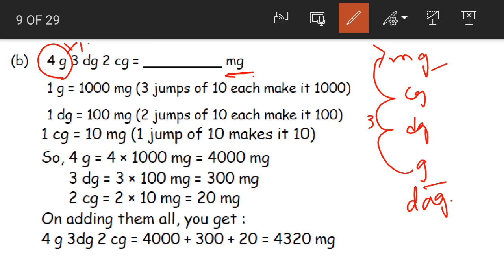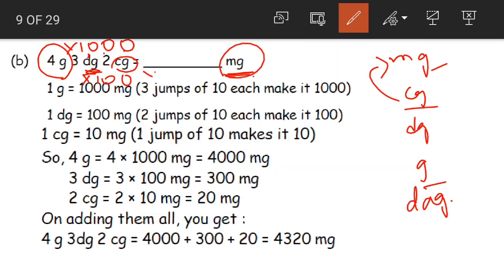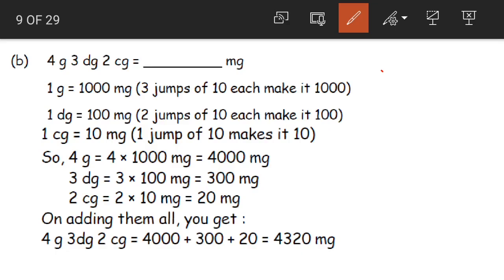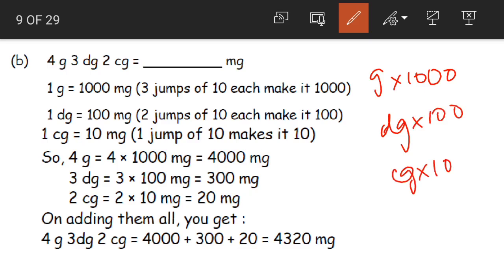So grams are to be multiplied by 1000. After 1, 3 zeros. Next we have decigrams. Let us erase this. Again decigrams to milligrams. 1, 2. 2 jumps. So decigrams multiplied by 100. Next centigrams. We have centigrams here. Centigrams to milligrams. Only 1 jump. So we have to multiply our centigrams by 10. Understood children? What should we do? Grams are to be multiplied by 1000. Decigrams are to be multiplied by 100 and centigrams are to be multiplied by 10.